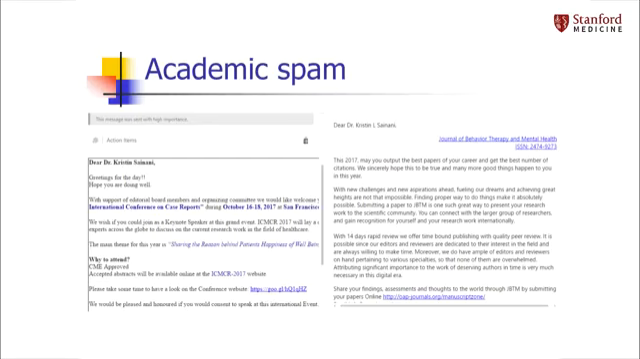The one on the right, very similar. It says, "This 2017, may you output the best papers of your career and get the best number of citations. We sincerely hope this to be true and many more good things happen to you in this year." And you can see that these are very funny and clearly spam. You get the idea. So one of the papers I'm going to be using as an example this week is going to be about academic spam.